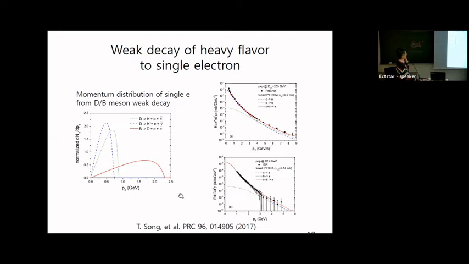The reason is this figure. The single electron from B decay is much more energetic, so it can easily reach a high pT region. That is why B decay is dominant at large transverse momentum.